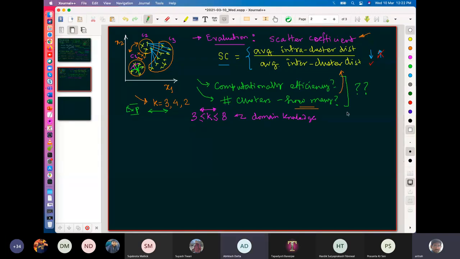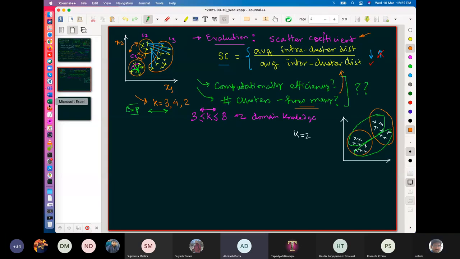What I am saying is, let's say my k is equal to 2, what does the scatter coefficient say? Suppose I have this kind of data. Now, is this type of clustering good? Scatter coefficient will say no. Rather than this type of clustering, scatter coefficient will say yes. Do you get it?